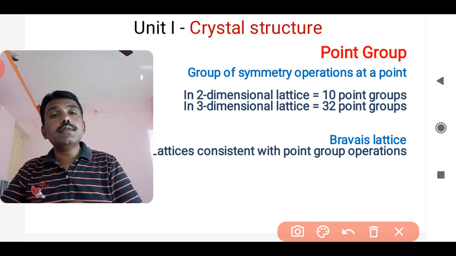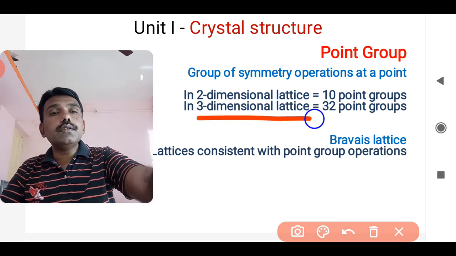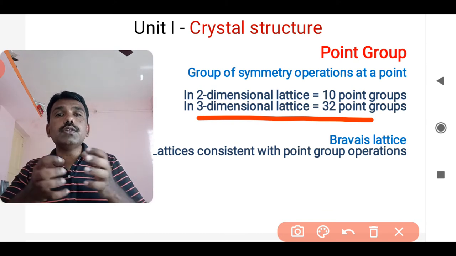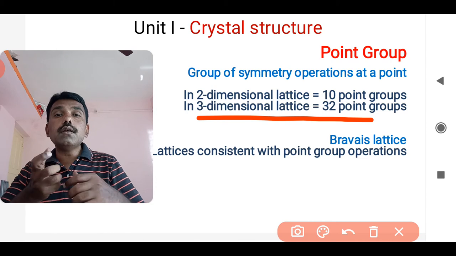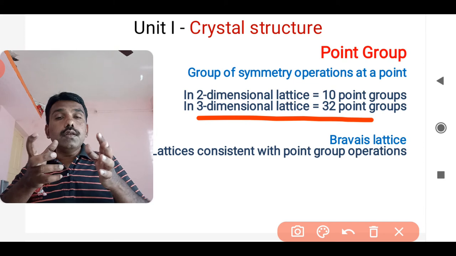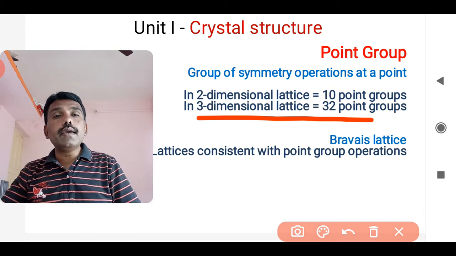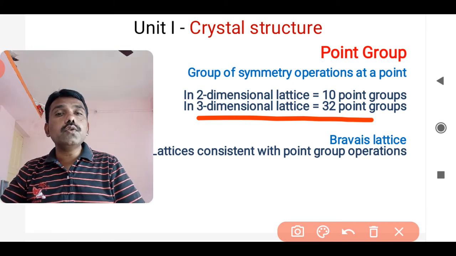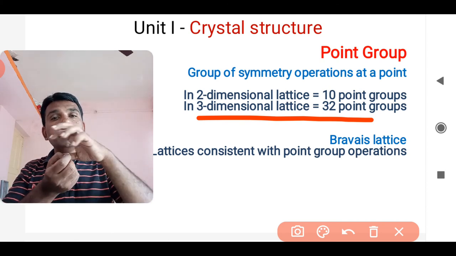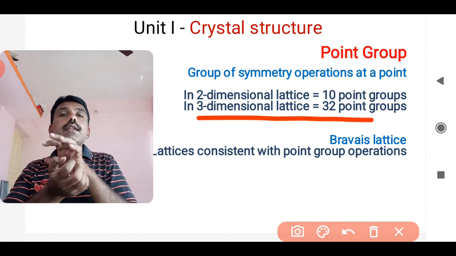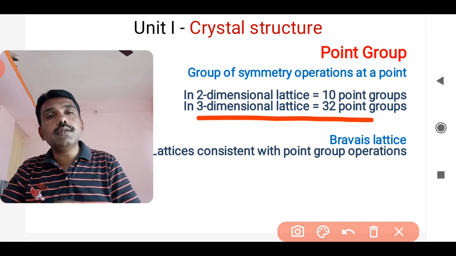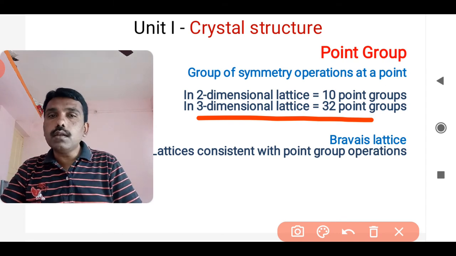But in the 3-dimensional case, the dimension also increases, and another, third vector is added. In that case the points are going to increase, and that's why the groups of points are also going to increase. That means at one point, whatever symmetry is followed at that point, the collection of the point groups is also going to increase. And that's why in the 3-dimensional case the possible point groups are 32.